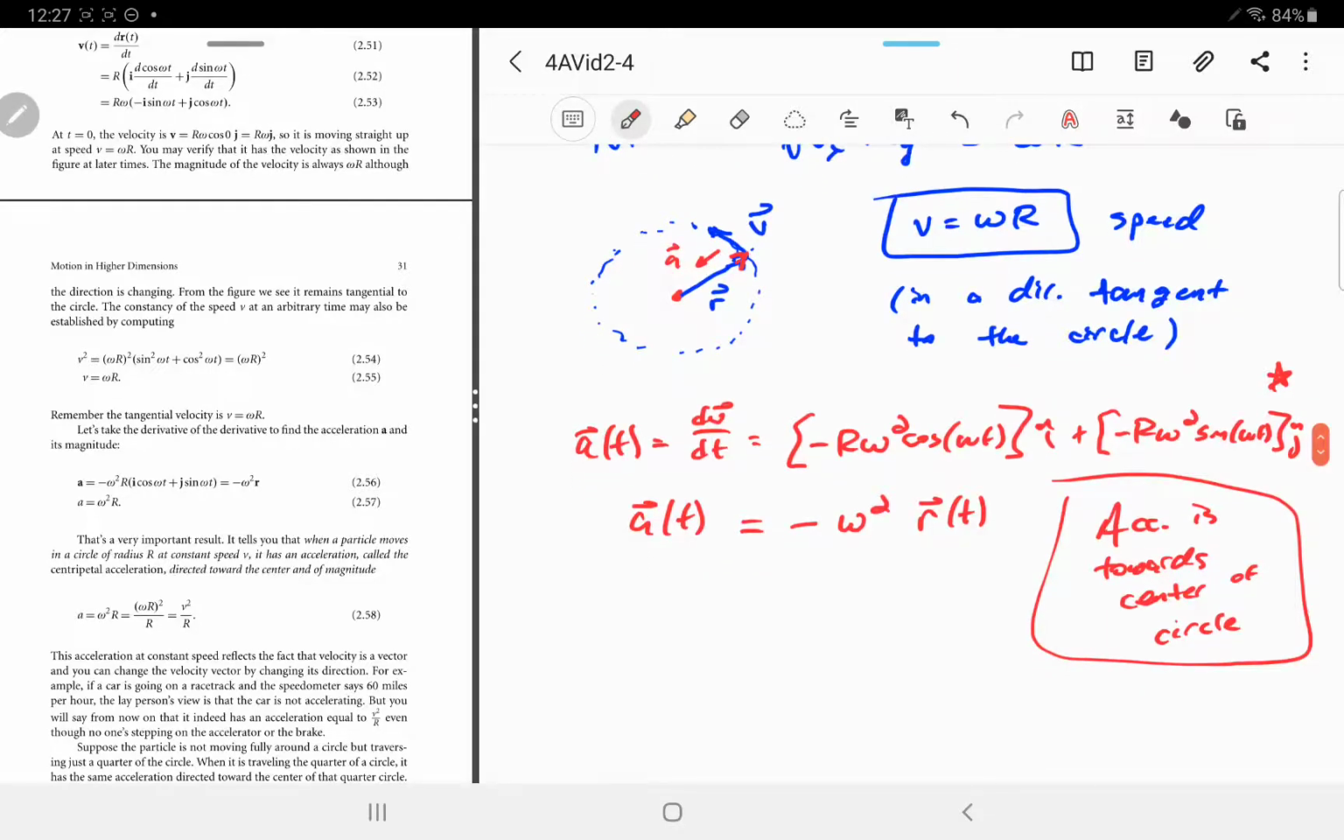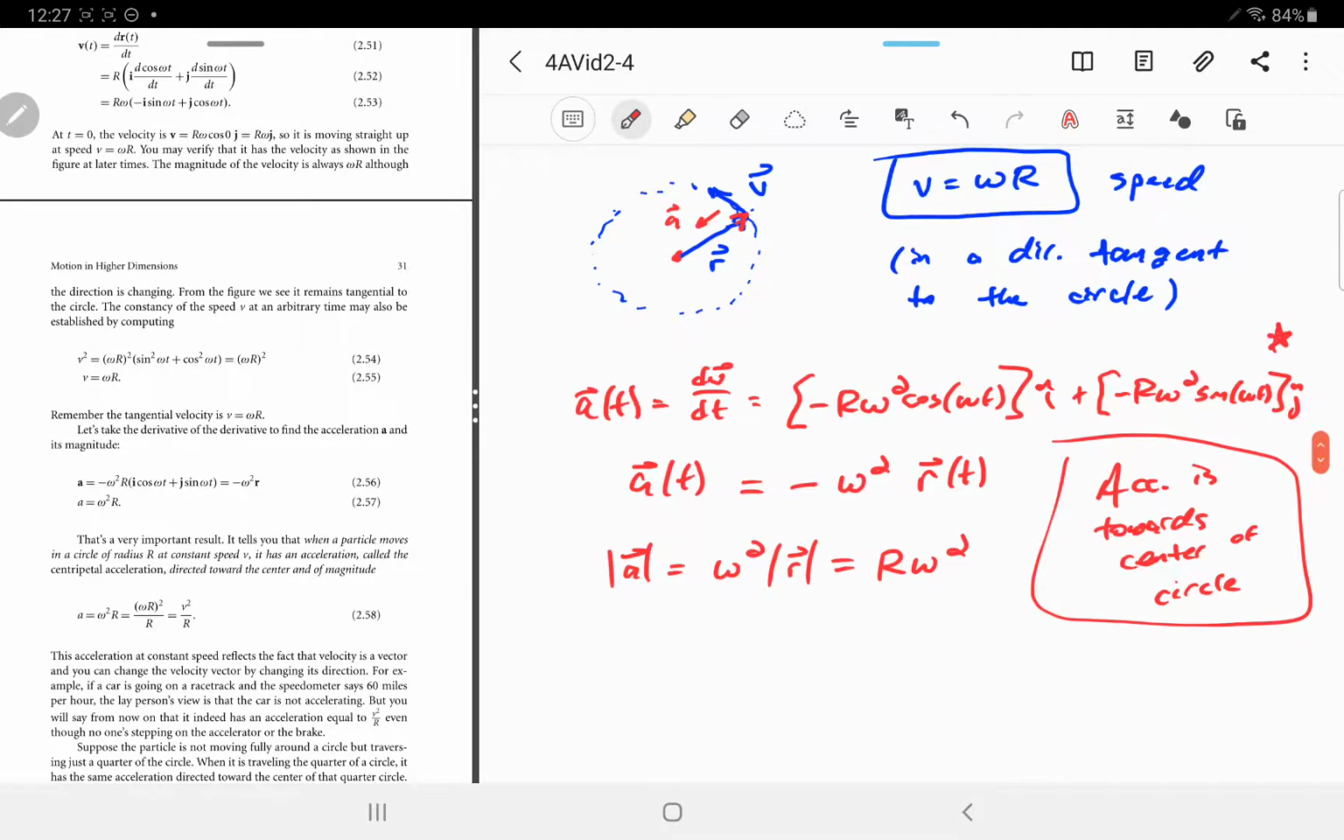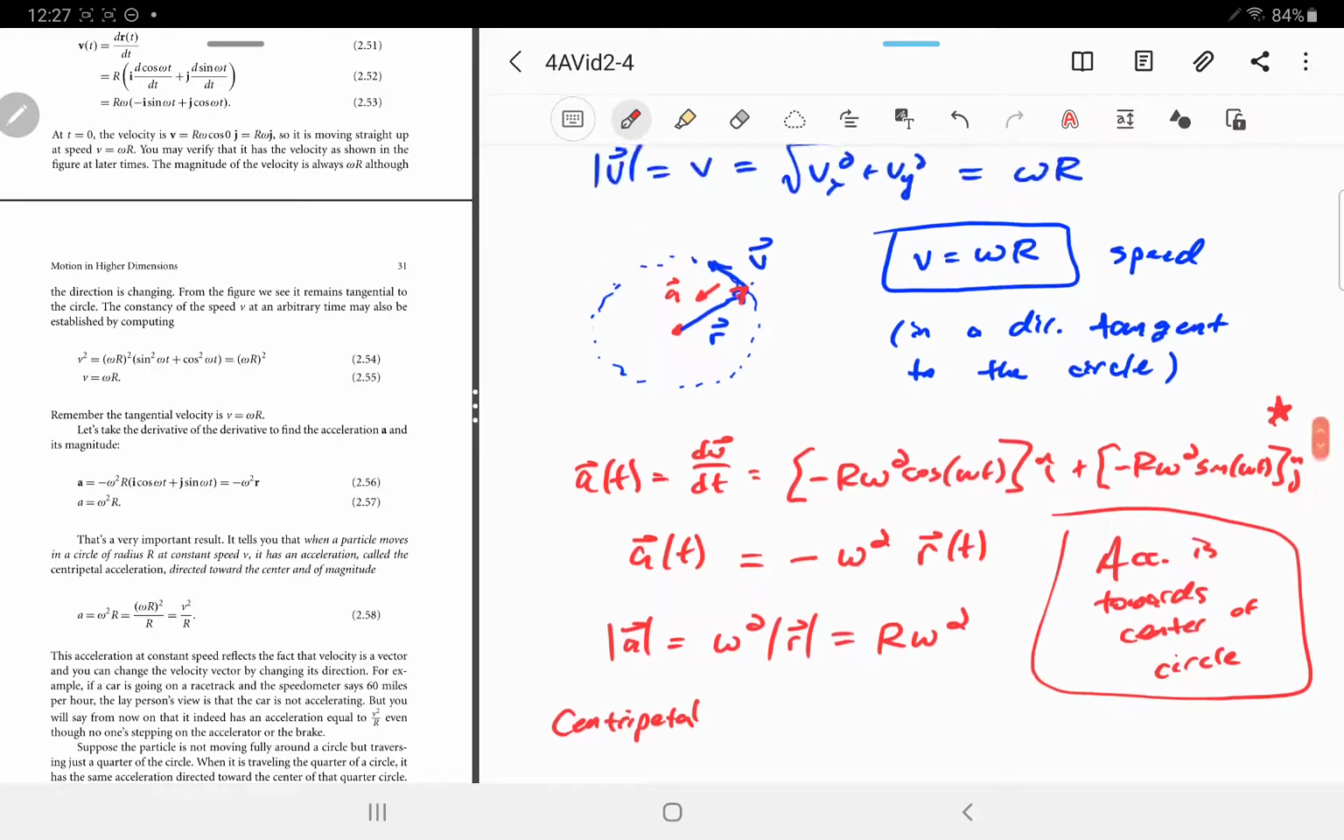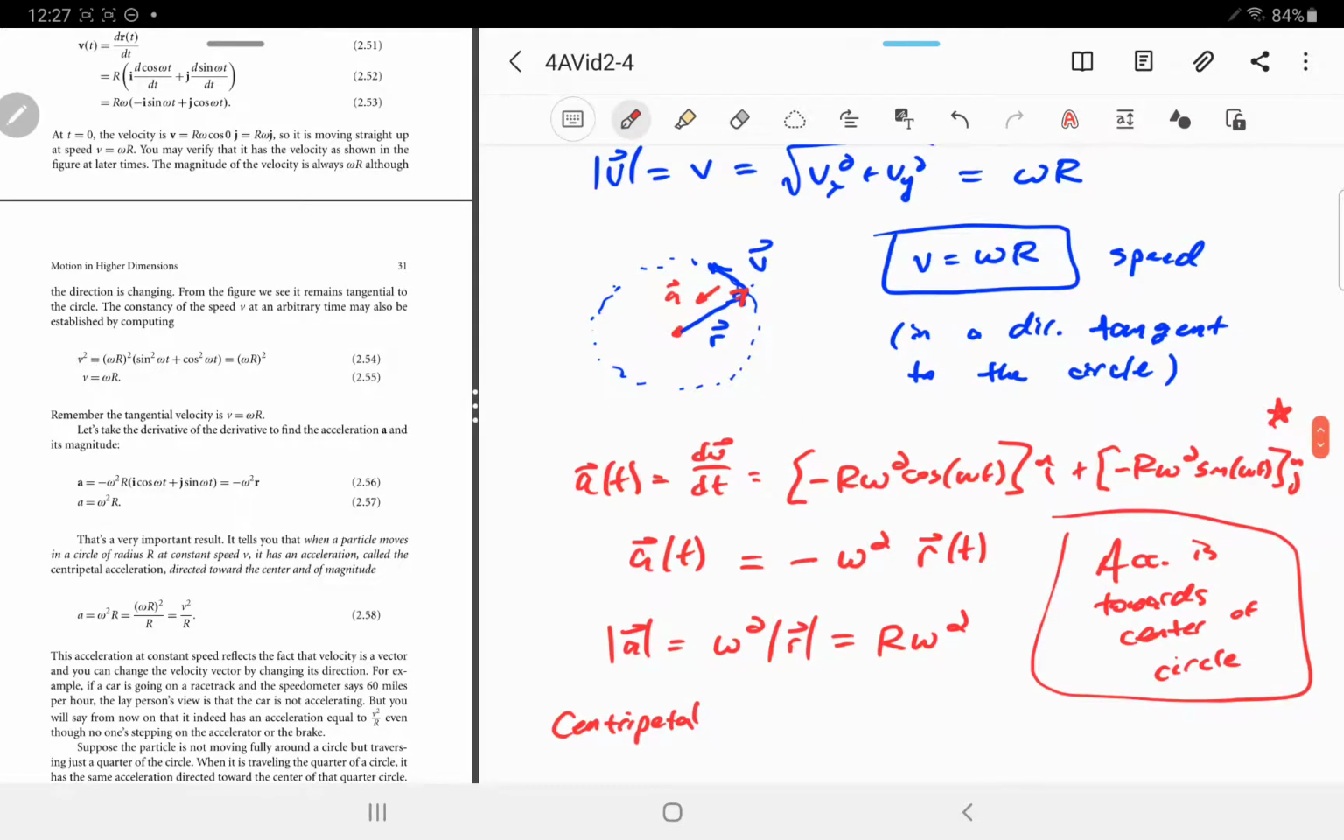Another thing that we can see right away from this is what the magnitude of that acceleration is. So the magnitude of A is omega squared times the magnitude of r. And the magnitude of r is the radius of the circle. So we call this acceleration the centripetal acceleration. Centripetal means center seeking. So this name sort of makes sense now.